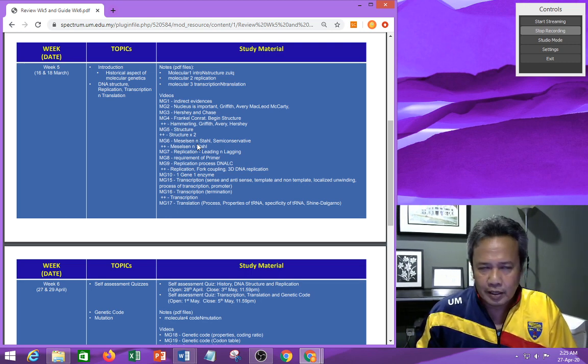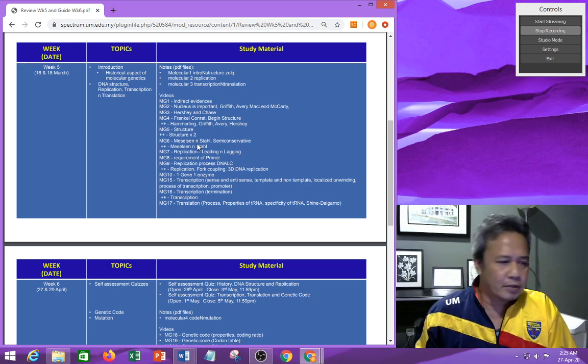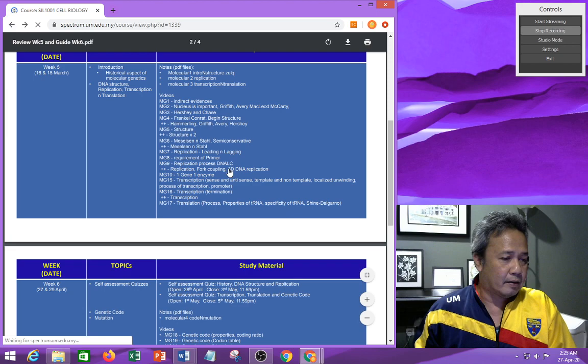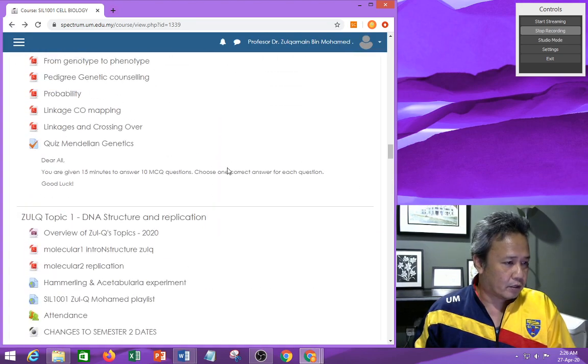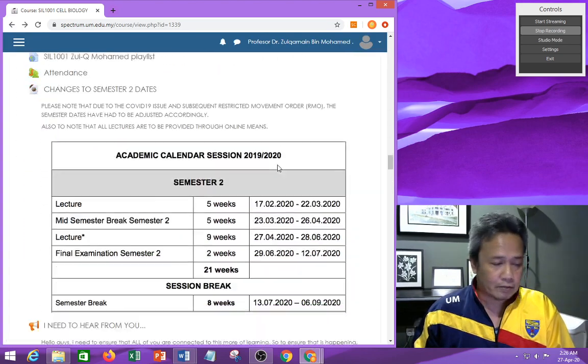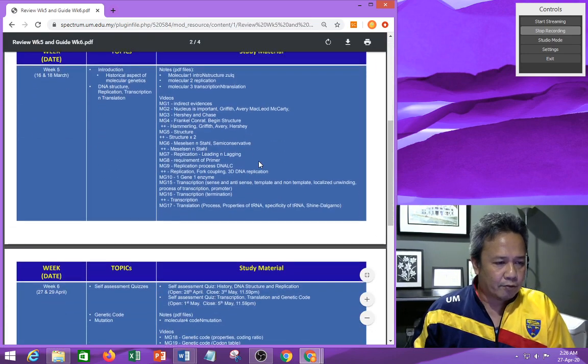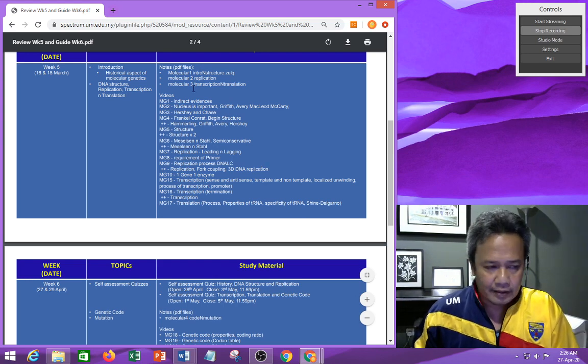In week 5, I'll give you some introductions, and then by right, you should have gone through the lecture notes: molecular 1 on introduction and structure of DNA, molecular 2 on replication, and molecular 3. They're all in there in Spectrum. Here you can see molecular 1, molecular 2, and so on. I'm referring to those files. So we should have covered molecular 1, 2, and 3.